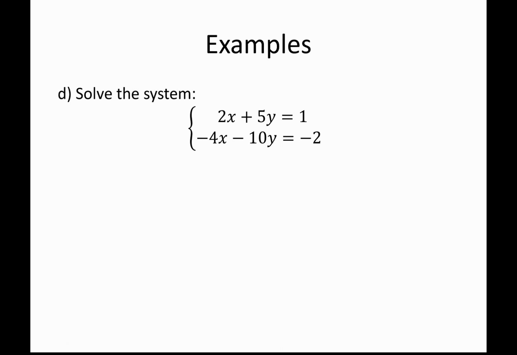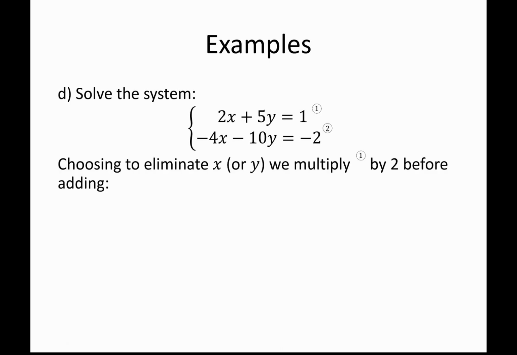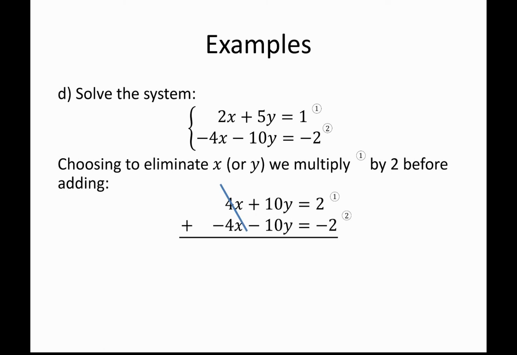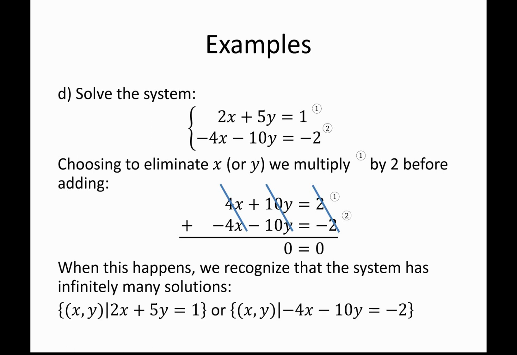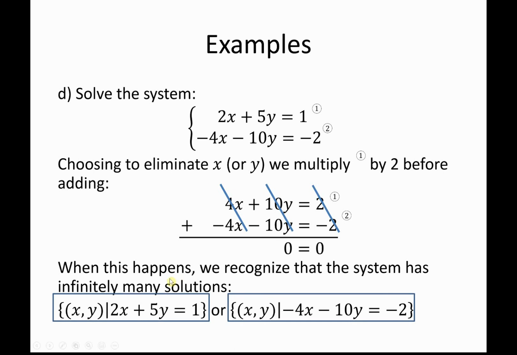Let's go ahead and choose to eliminate x or y by multiplying equation 1 by 2. What you're going to find though is that it eliminates both x and y, and the constant terms cancel as well. So we have the scenario in which everything cancels out, but we have a true statement resulting. When this happens, we have infinitely many solutions, and we represent them using set builder notation. It doesn't matter which equation you choose, just make sure that you choose one of them from the original system in order to populate the area after your such that bar.